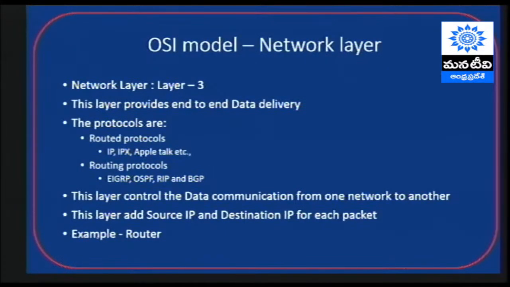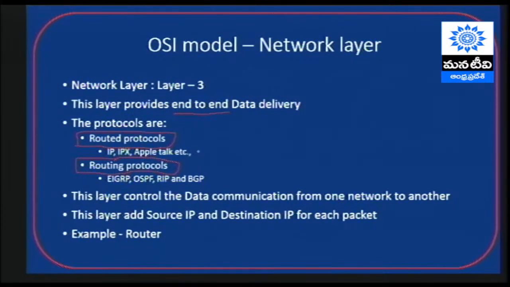So network layer provides end-to-end data delivery. Remember, the transport layer was only defining how the data should be sent, whether through TCP or through UDP. But network layer is the one responsible for the data delivery. The data delivery on the network layer is possible through two different kinds of protocols: routed protocols, which are called the data carriers, and then routing protocols. These routing protocols are the ones which show the path for the packet to reach the destination.